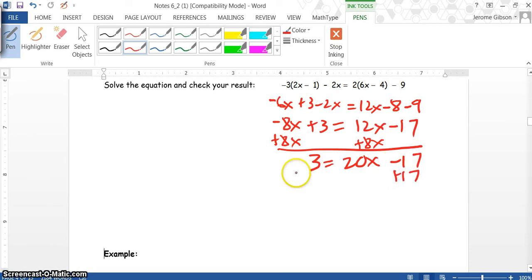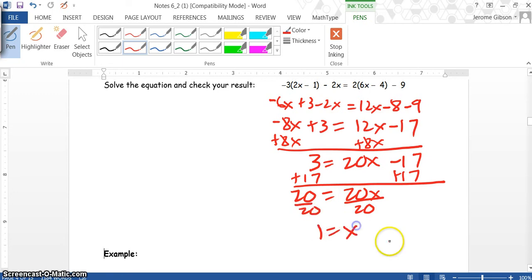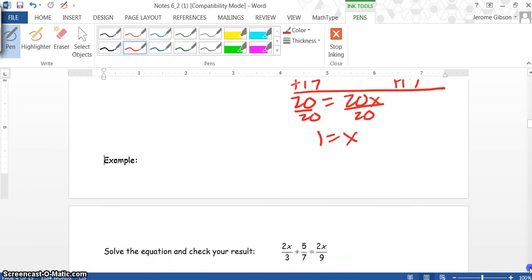Now we will add 17 on both sides. So we have 20 is equal to 20x. Divide each side by 20. And 1 is equal to x. Now if you want to check this, you could go back and substitute in 1 wherever x appears. And this is your final answer.